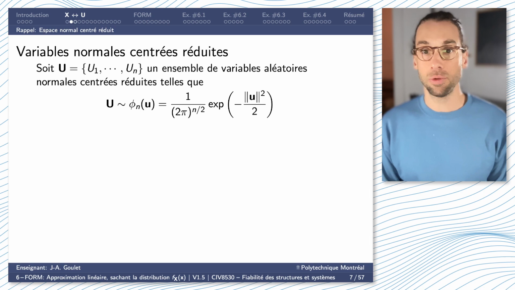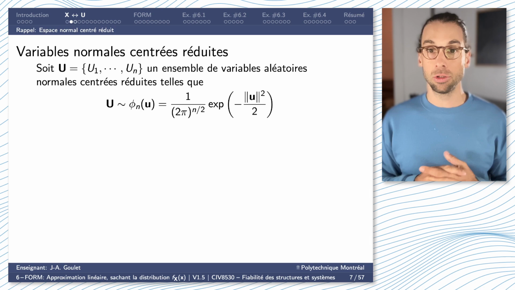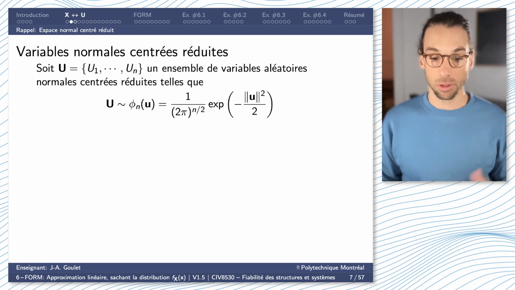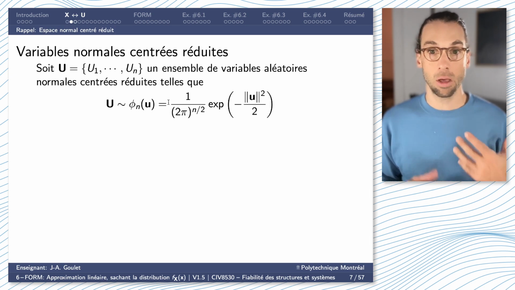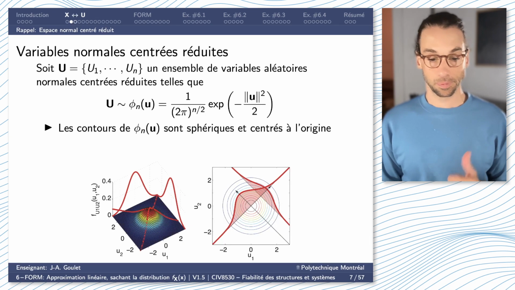So if we start with the recap about the standard normal space, we're going to say U is an n-dimensional standard random vector. So this is going to follow a standard normal n-dimensional distribution, which is simply a multivariate Gaussian with mean zero and unit variance.